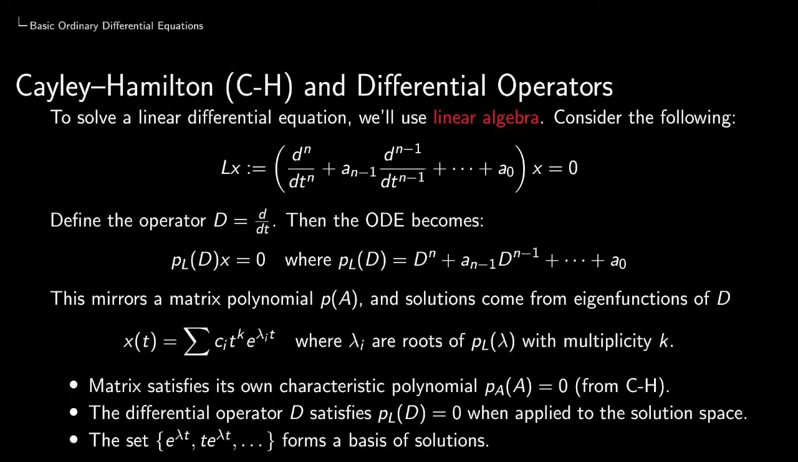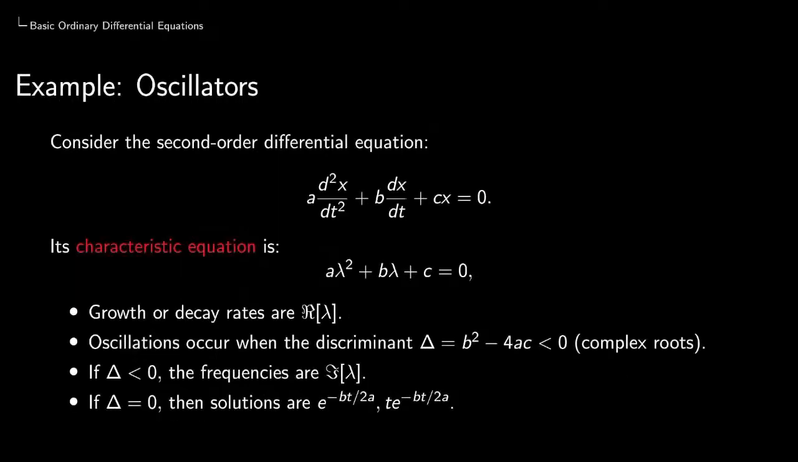And so from this, we can build out the set e to the lambda t to form a basis of solutions. If we have repeated factors of lambda, we incorporate linear powers of t or other polynomial powers of t to build out this basis in a way to account for the multiplicity of the eigenvalue.